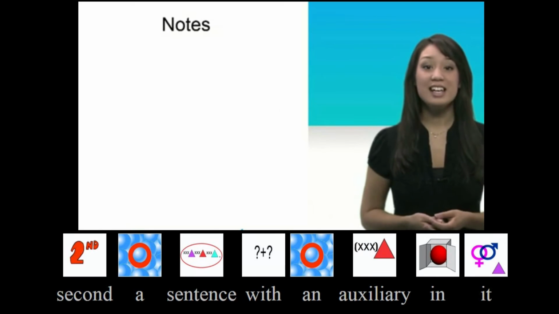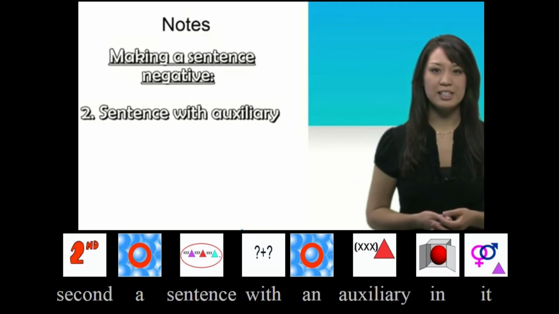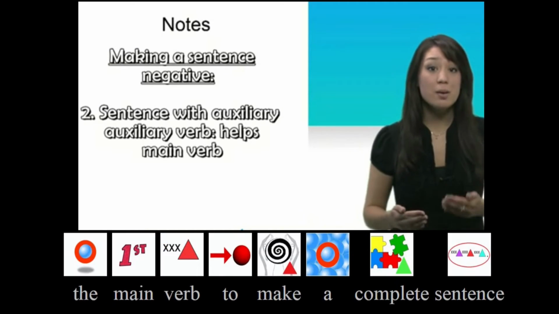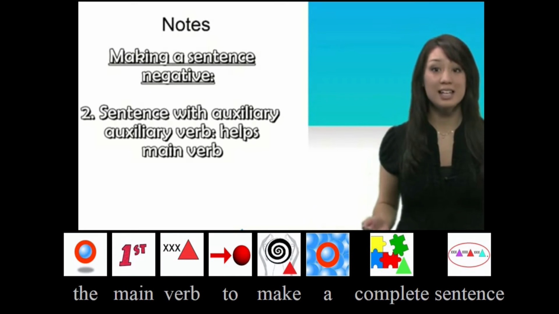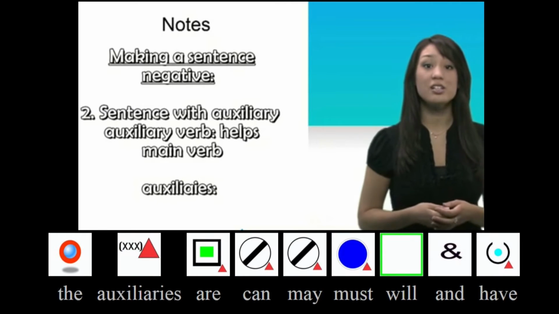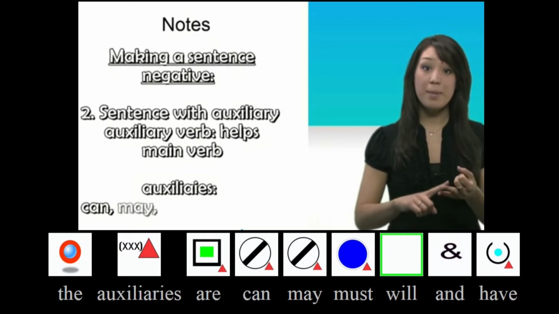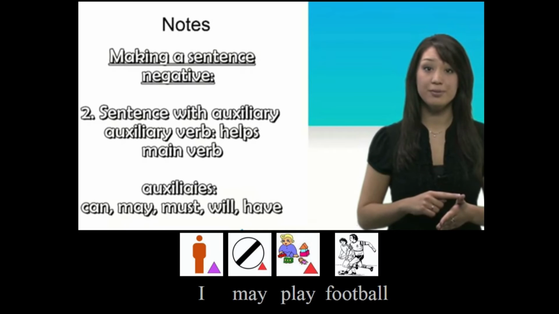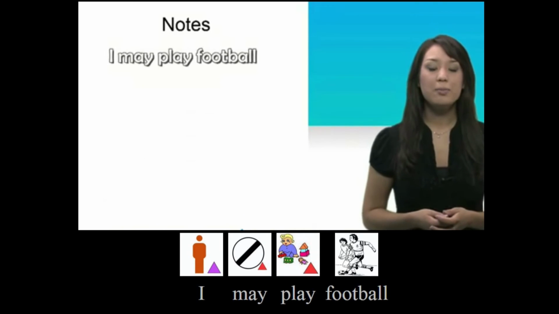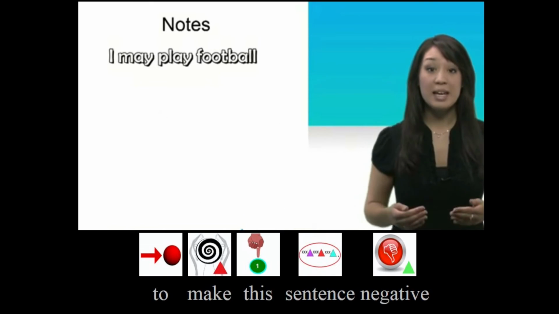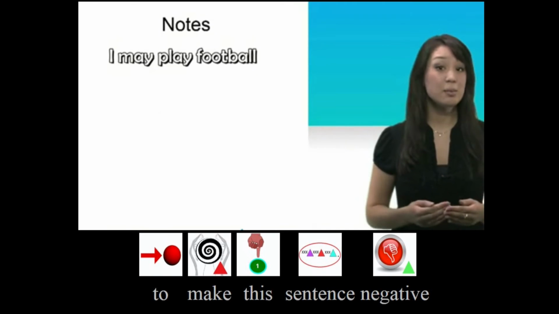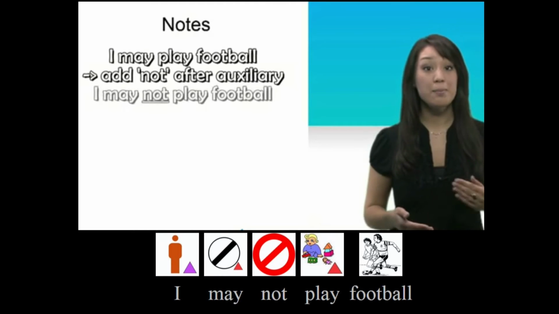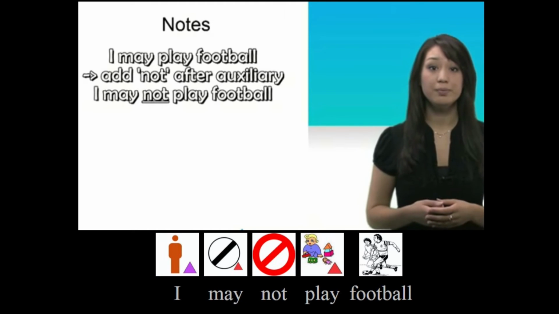Second, a sentence with an auxiliary in it. An auxiliary is a verb that helps the main verb to make a complete sentence. The auxiliaries are can, may, must, will, and have. I may play football. To make this sentence negative, simply add not after the auxiliary. I may not play football.